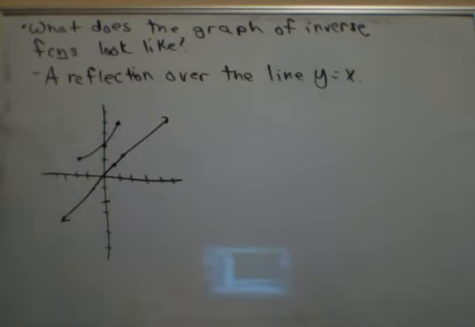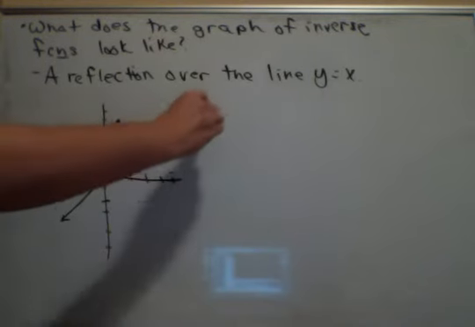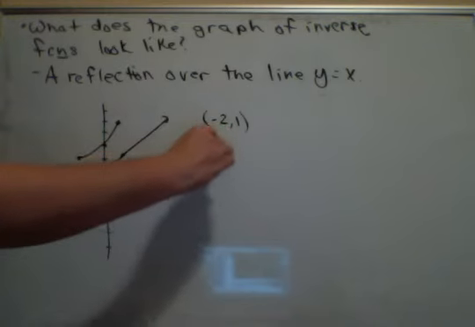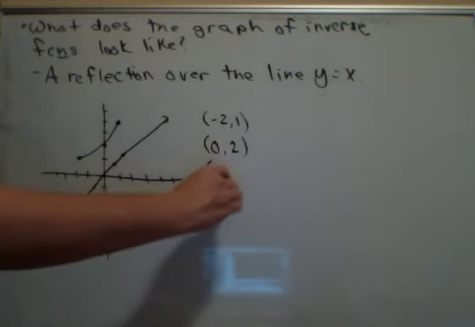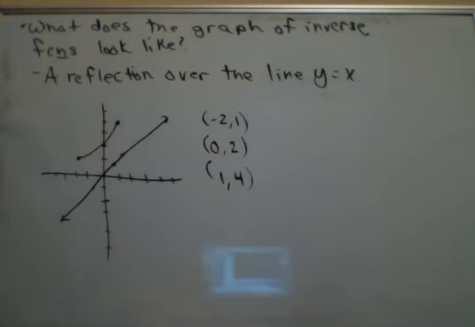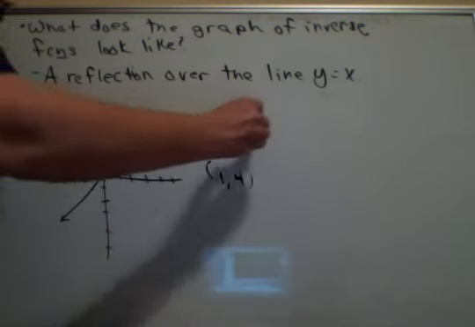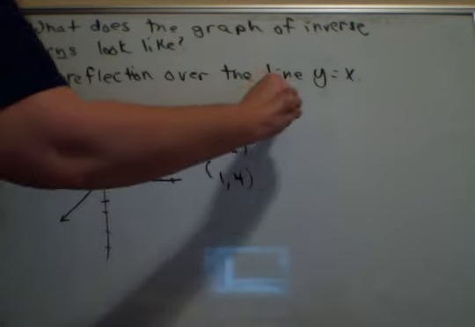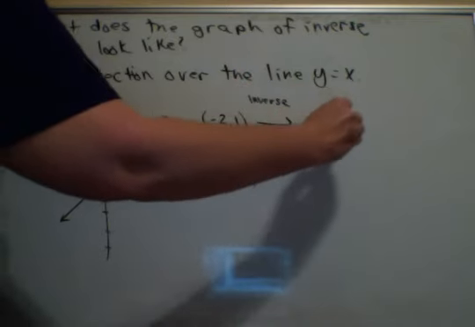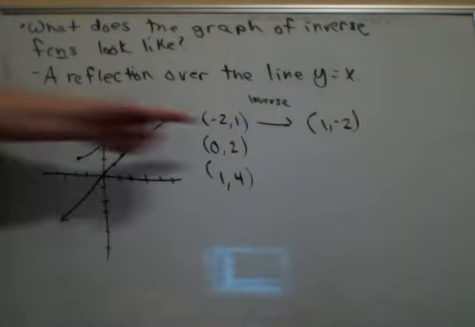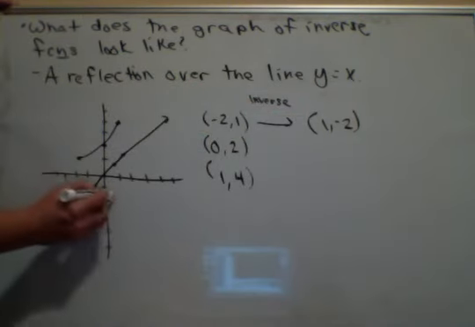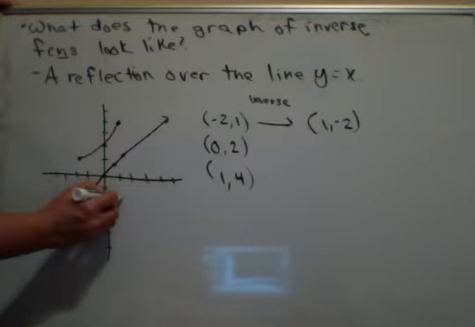Okay, the points on this function are (-2, 1), (0, 2), and (1, 4). We can actually find the inverse by switching the roles of x and y. So if I switch the roles of x and y here, I'm going to get the ordered pair (1, -2). And I would graph that and it would be right here.